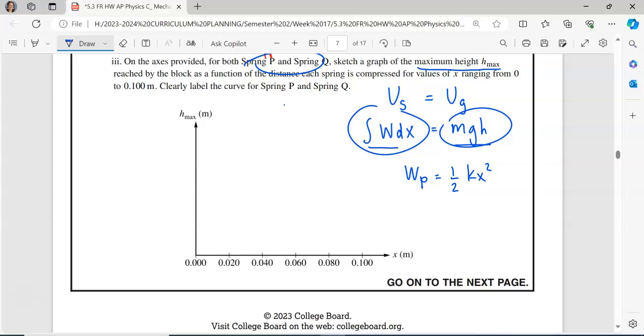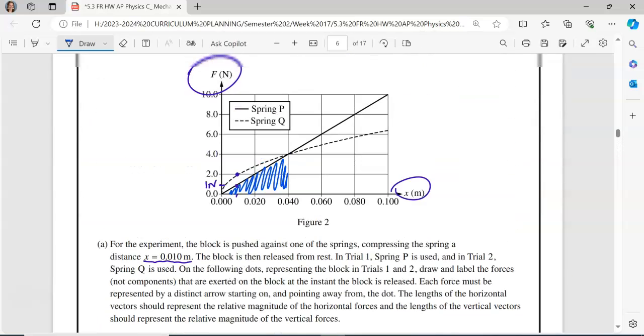So let's go ahead. This is going to be 1/2 times 100 x squared, so this is going to be 50x squared. For the other spring, the work of Q is going to be the integral of f dx. And let's go ahead and look up what f is again.